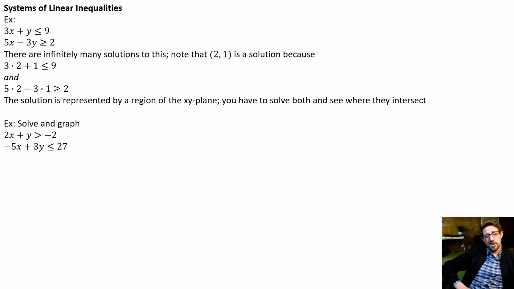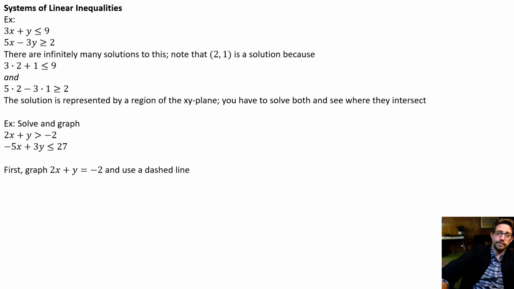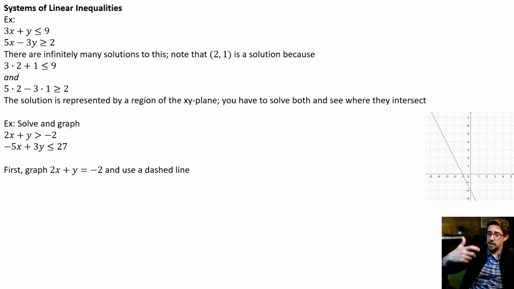So the first one you just say, okay, I've got to solve 2x plus y is greater than -2. So remember how to do that. You graph the line 2x plus y equals -2. And then since it's not inclusive, you're going to use a dashed line because the actual line itself isn't included. I don't know how you guys are graphing 2x plus y equals -2, but however you're doing it, do it. And use dashes just to indicate that actually anything on the line doesn't count.